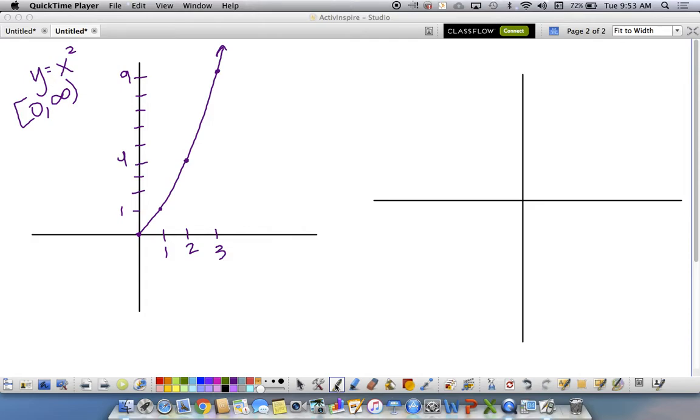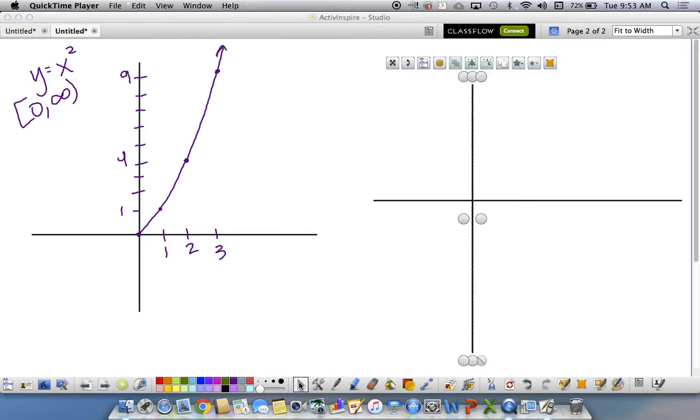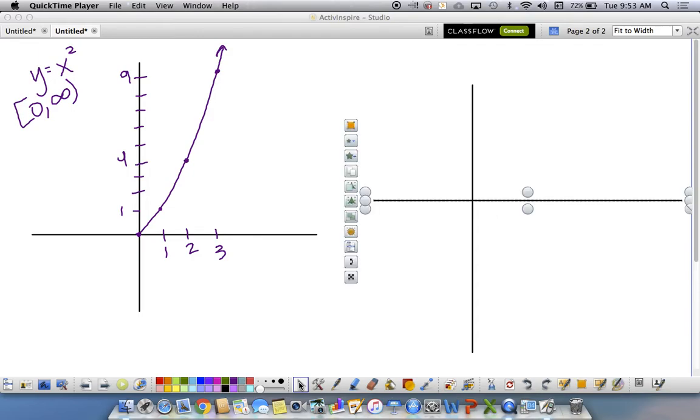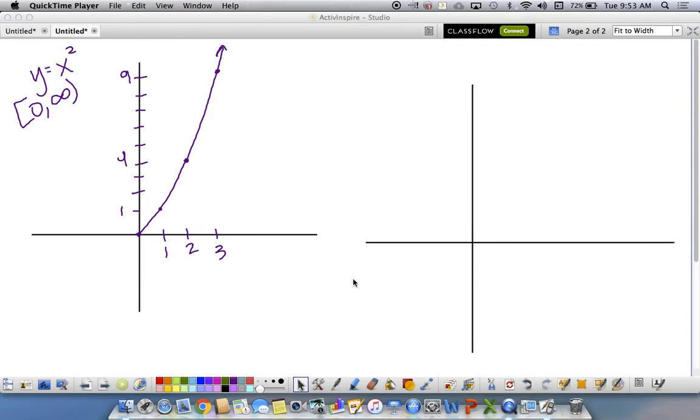Okay, what in the world would the equation be of the inverse function? I'm going to move these lines a little bit. That gives me a little bit more room at the top. So what in the world is the inverse function?